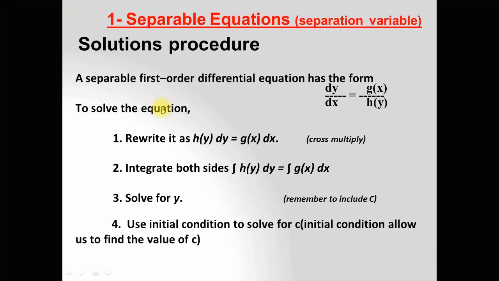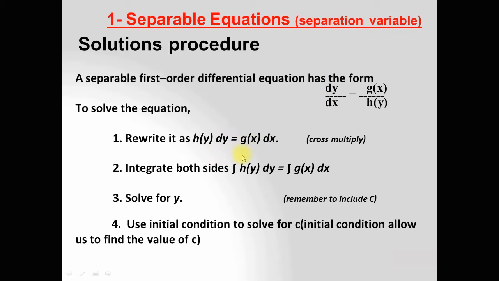Now the solution procedure for the separable equation form is that first of all, write this equation in the form h of y dy is equal to g of x dx. This step means that for the separation of variables, join the h function to the operator dy and join the g function to the operator dx. Since h is a function of y, join it to dy, and g is a function of x, so join it to dx, and these two operators will not be in the denominator.